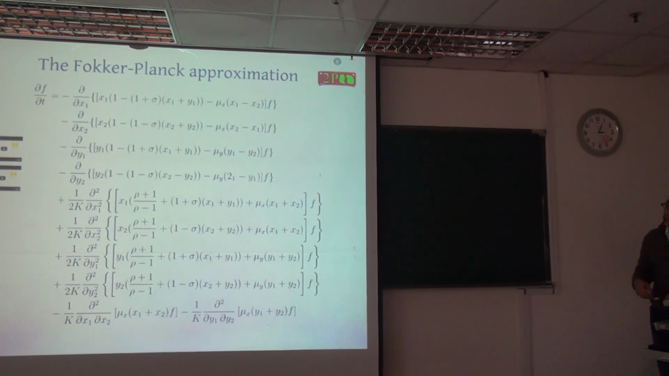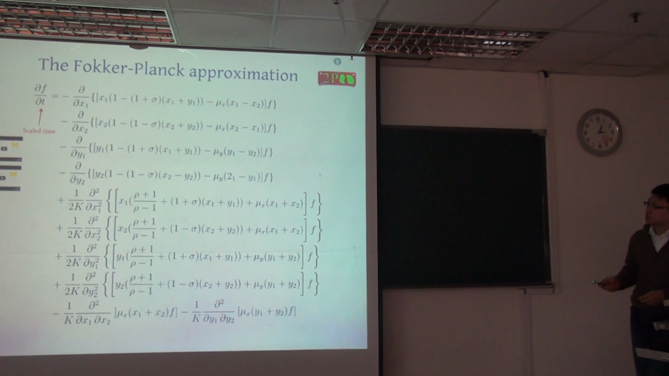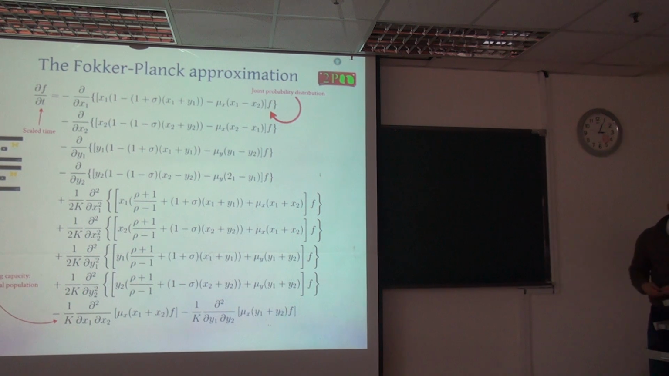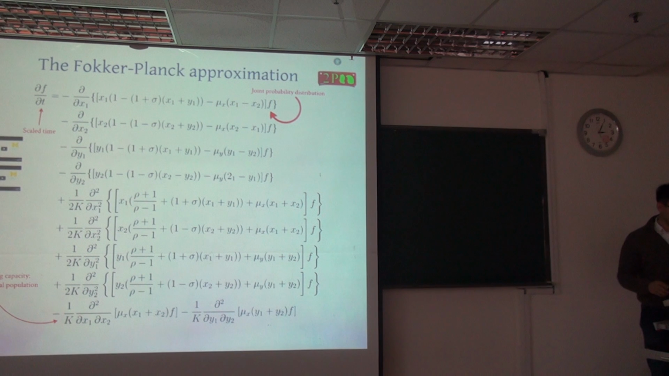And then in the Fokker-Planck approximation, the time here is scaled from S to T, and the probability P becomes a joint probability distribution. And you'll see I put a K here. It's going to be the harmonic mean of the carrying capacity. It's just the mean carrying capacity. It's a scale of the total population per patch of the system.